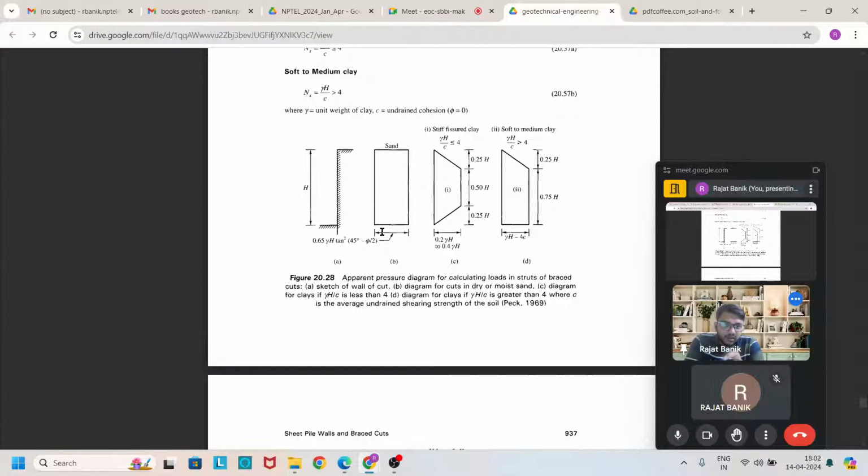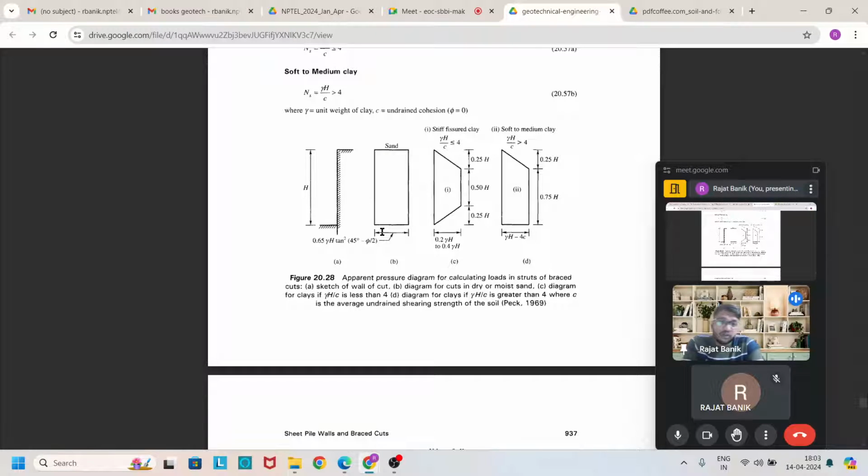The depth from the surface is 0.25 h, where it is increasing. At the middle depth, 0.5 h, the pressure remains constant. At last it is 0.25 h, where again pressure is decreasing, and the width of the pressure diagram is in between 0.2 gamma h to 0.4 gamma h.